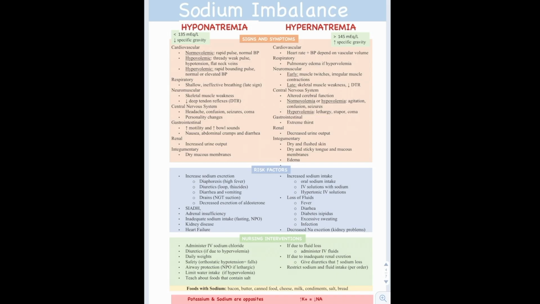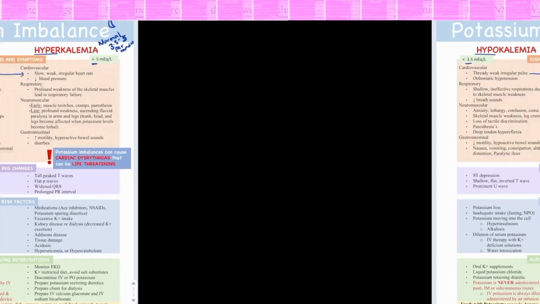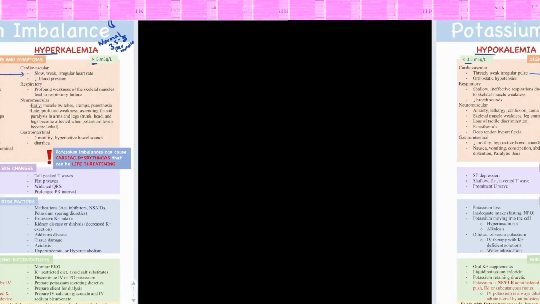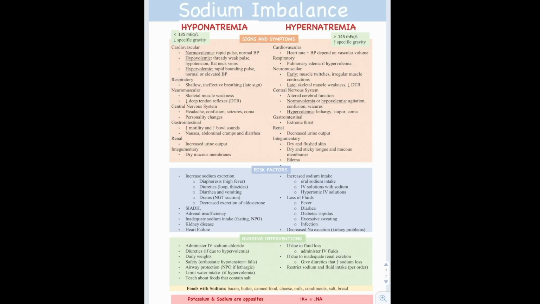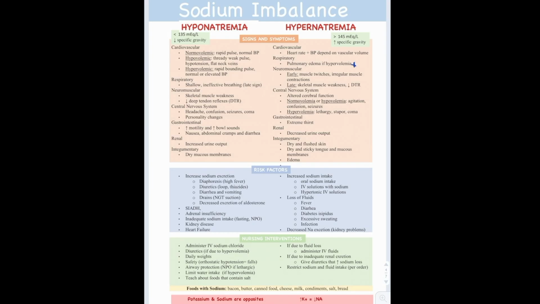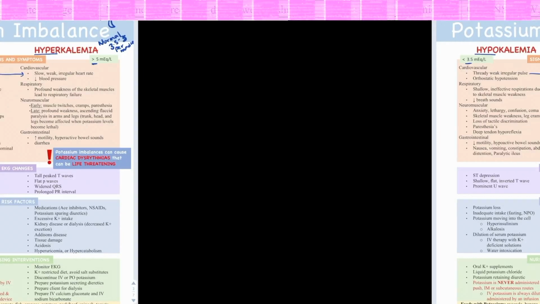So again, when we are looking at the signs and symptoms between hyponatremia and hypernatremia, what we want to do is pick out the differences, and that's what we want to memorize, because if we get a question on it, they're going to be asking about something that's different. So if we look over at hypernatremia, we can see heart rate and blood pressure will be dependent on vascular volume, so not much to differentiate there. Respiratory, we'll see pulmonary edema if hypervolemic, so that is something different. Granted, it's only if they're hypervolemic, but again, pulmonary edema.